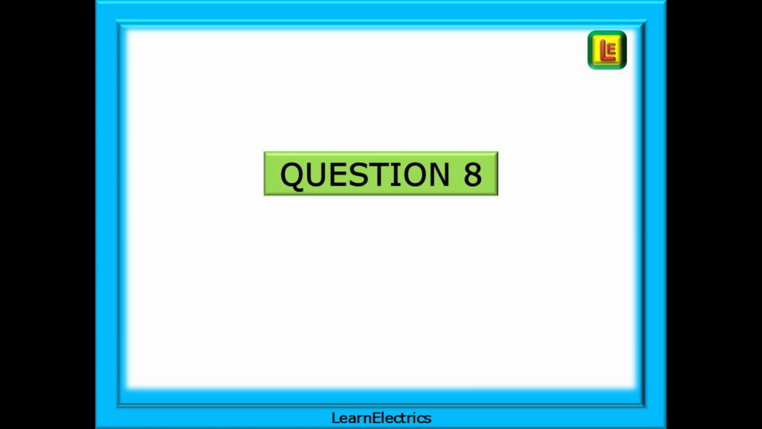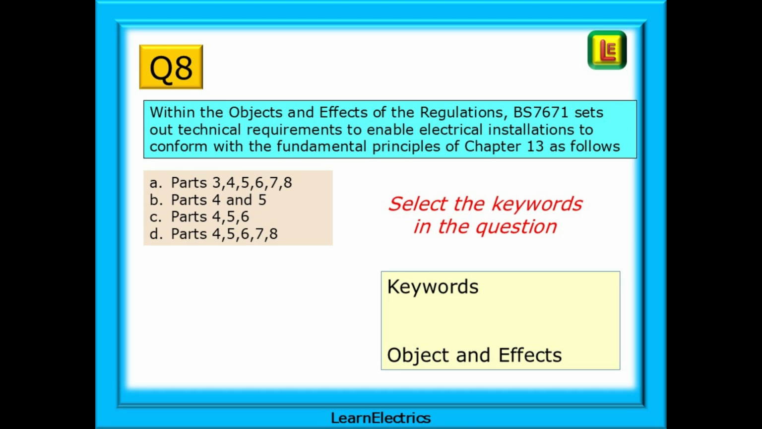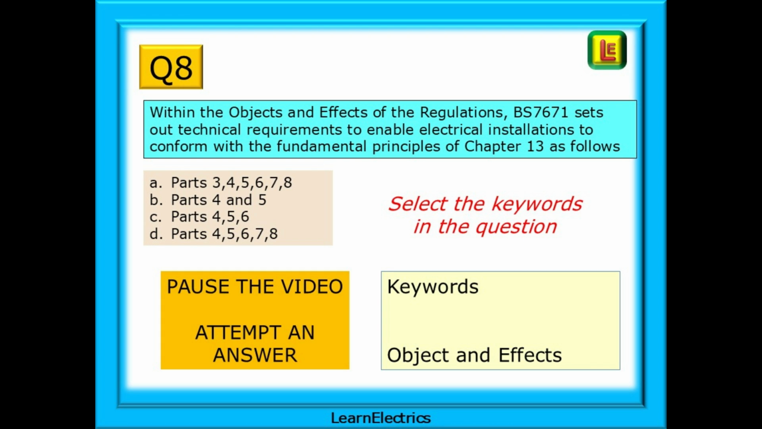On to question 8. Within the object and effects of the regulations, BS 7671 sets out technical requirements to enable electrical installations to conform with the fundamental principles of Chapter 13 as follows. Find the keywords, find your answer, find the list that matches the book. The keywords here are object and effects. Pause the video and attempt an answer.